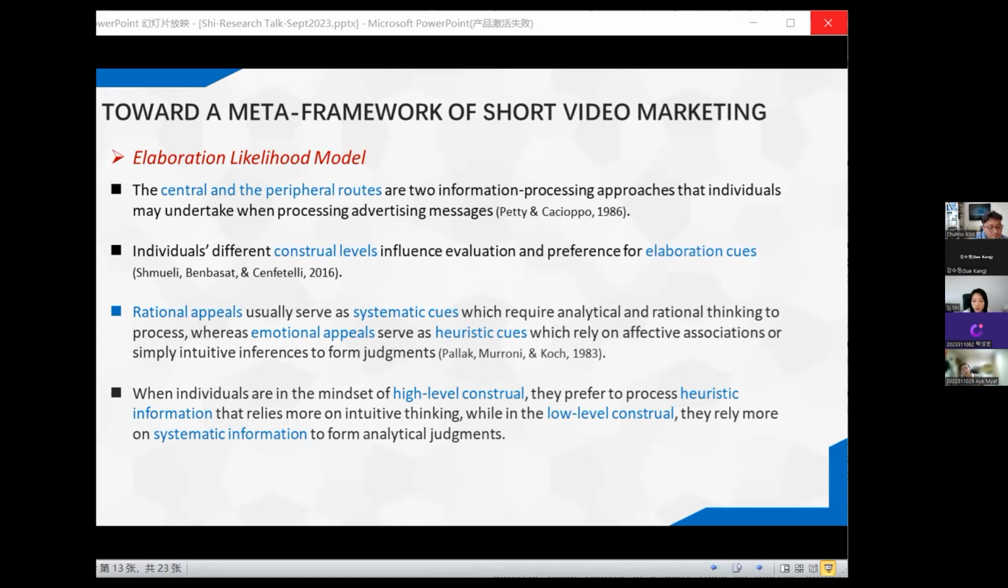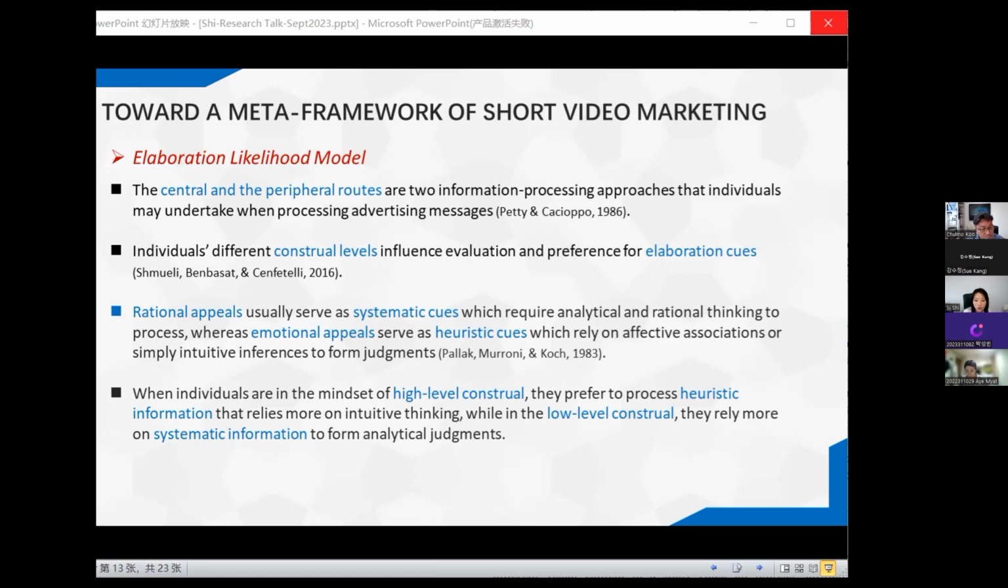The rational appeal provides factual evidence for products and presents the calculated advantages of products or services. In that case, they serve as the systematic cue, which requires analytical thinking and rational thinking to process. As I just mentioned, the systematic cue is correlated with people's central route of processing information. And the emotional appeal is more related to the fulfillment of psychological, social, or symbolic needs of individuals purchasing the product, which serves as the heuristic cue, relying more on affective associations or simply intuitive inferences to form judgments. So this kind of heuristic cue is correlated with the peripheral route of information processing.